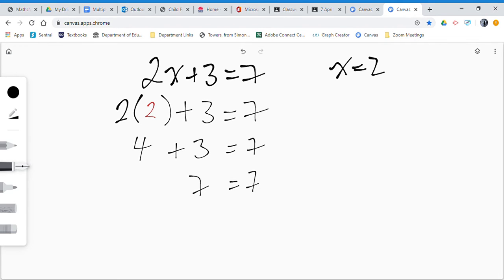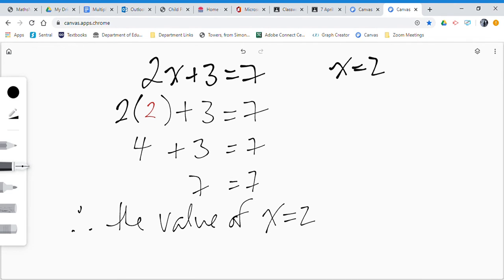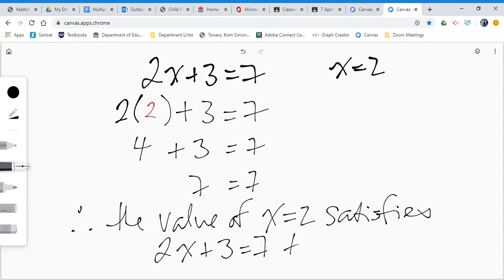So therefore, and don't forget the 3 dots, that means therefore, the value x equals 2 satisfies 2x plus 3 equals 7 to be true. So that is a way to double check that everything is correct.